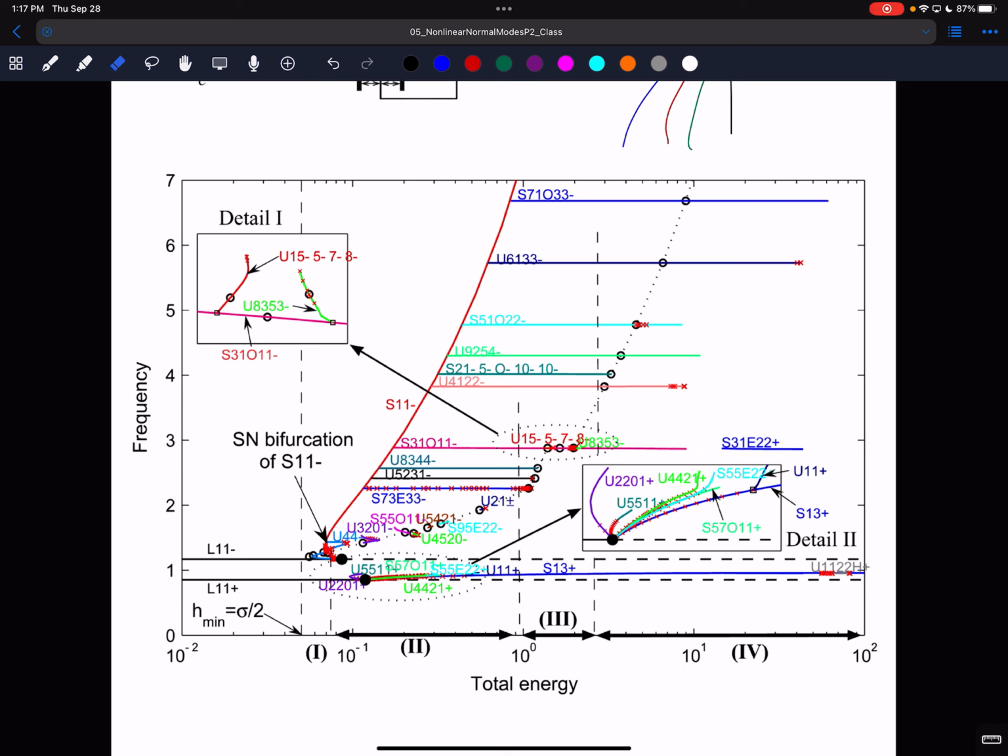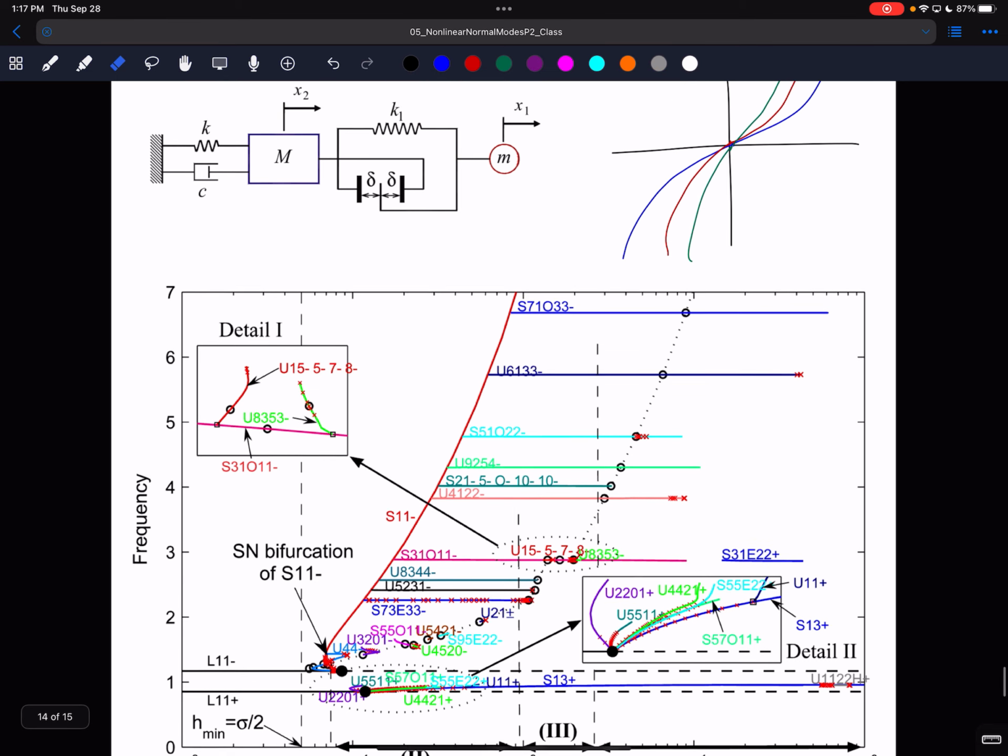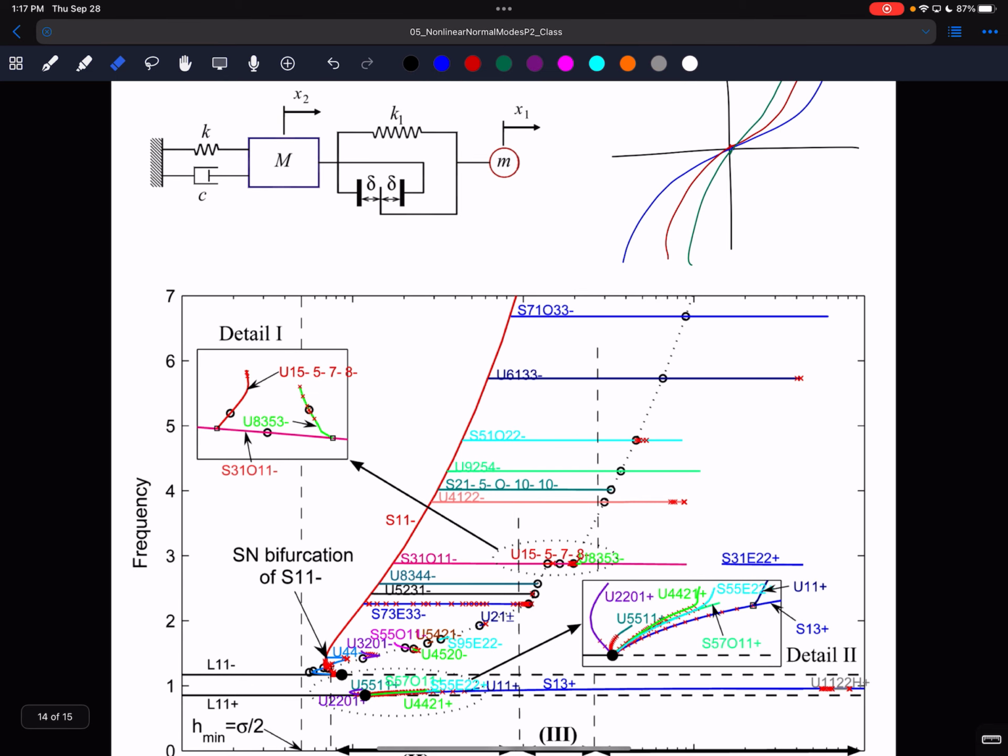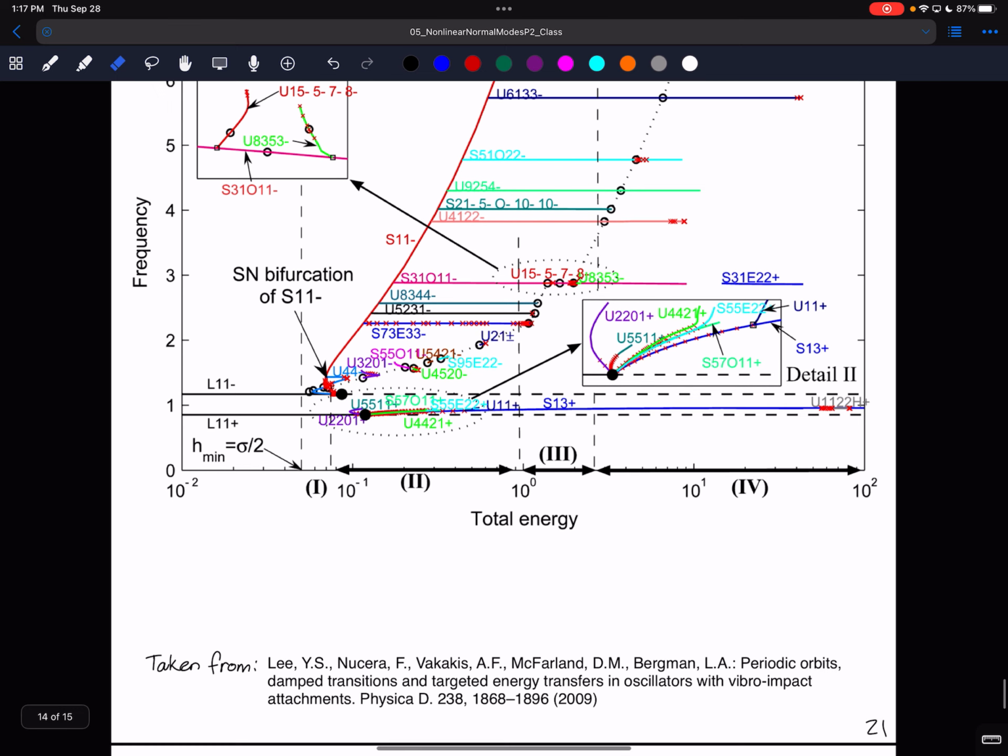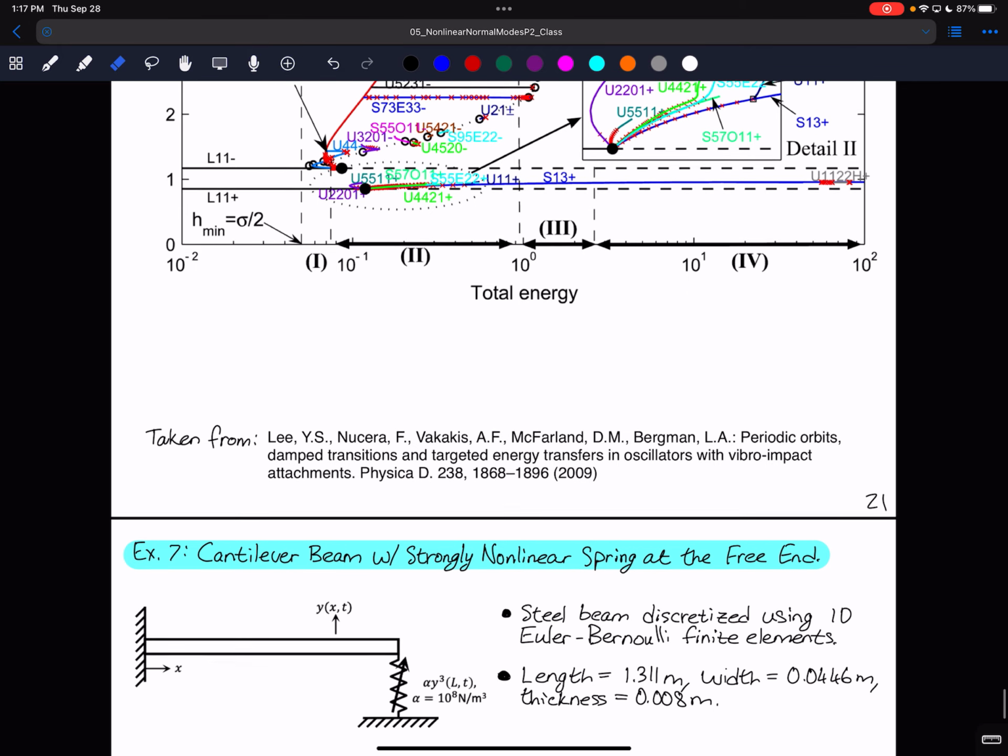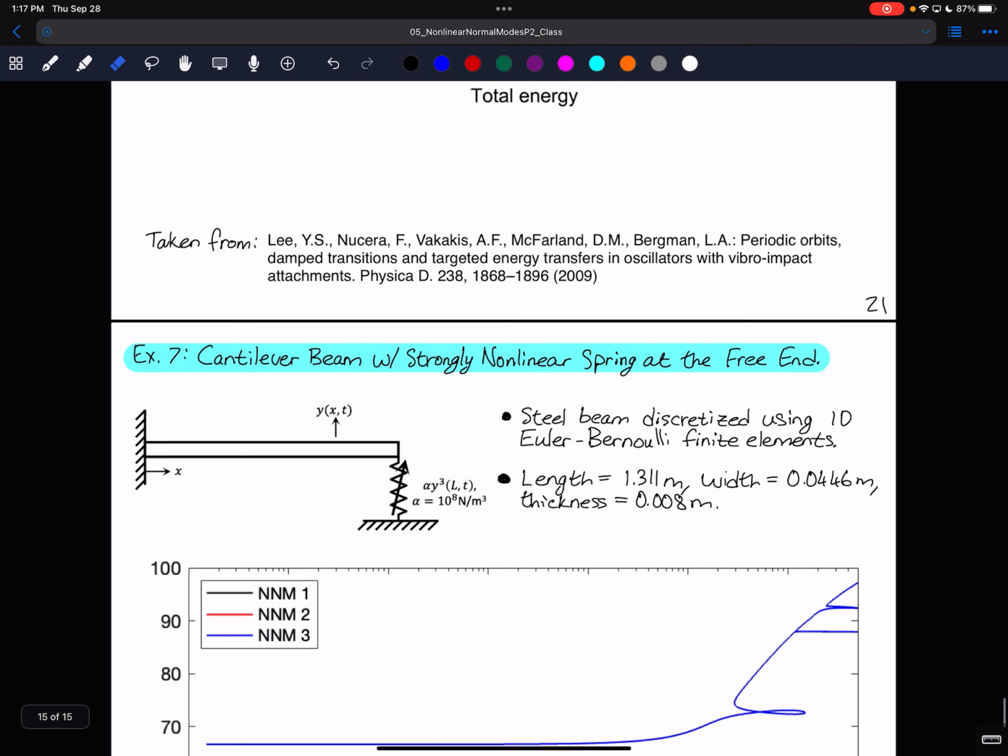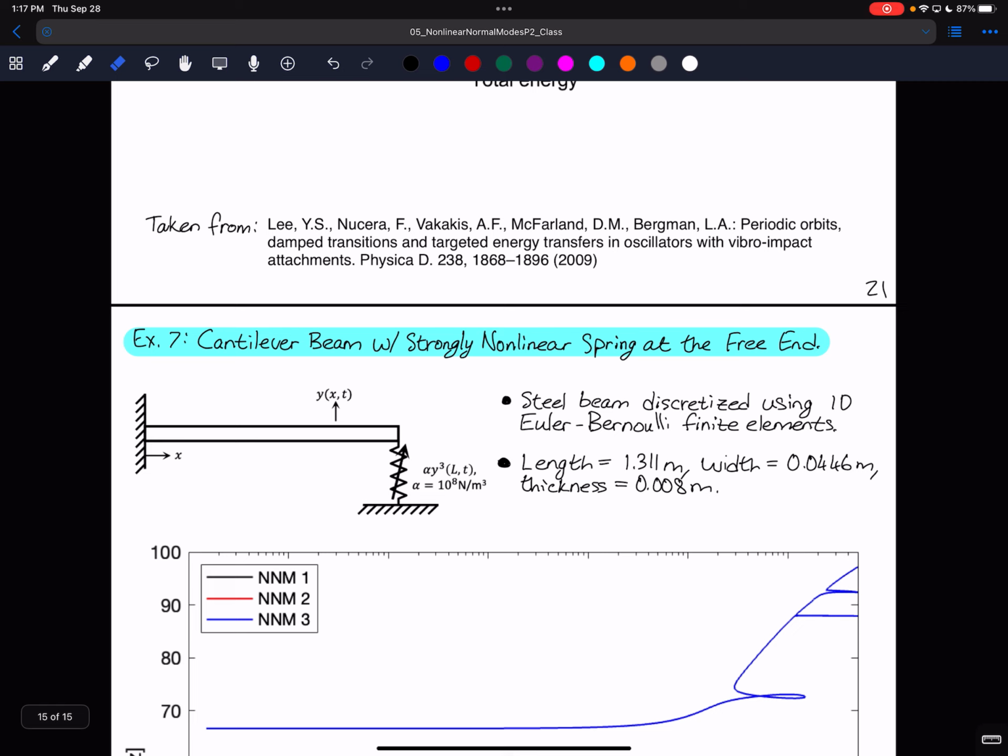So this stuff can get very complicated very fast. And this is still only a 2-degree freedom system with just the strongest type of hardening nonlinearity you can have. This comes from the paper shown there. All right, our last example is out of a cantilever beam. This is work that I did previously. It's just a standard cantilever beam with a cubic spring attached to the tip of the beam.